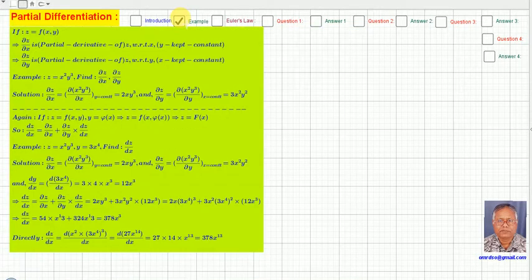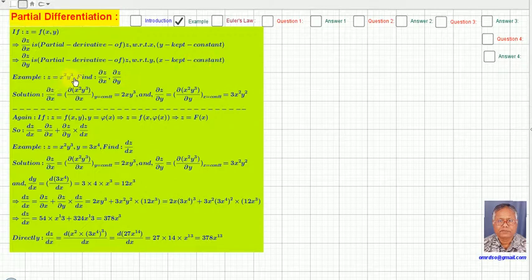Here is an example. z is equal to a function of x, y. Del z/del x is the partial derivative of z with respect to x while y is kept constant. Del z/del y is the partial derivative of z with respect to y while x is kept constant. Okay, let us do a numerical out of it.